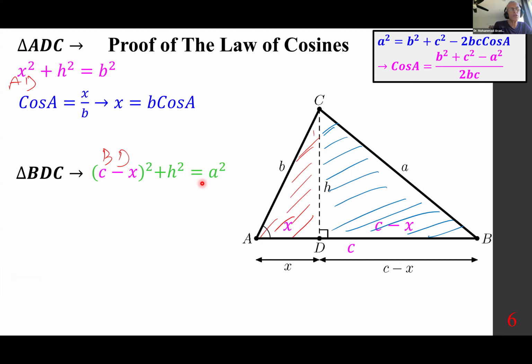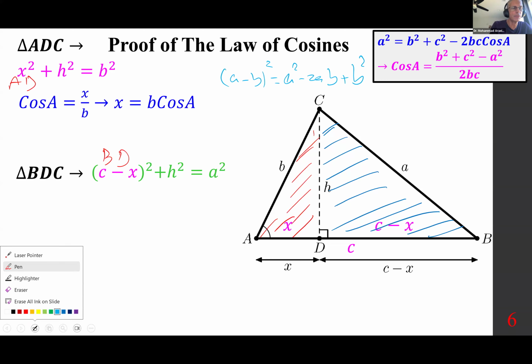Now, we are going to square this. This is C squared minus 2CX plus X squared. I hope you remember A minus B squared is A squared minus 2AB plus B squared. So with that being the case, this becomes C squared minus 2CX plus X squared plus H squared equals A squared.